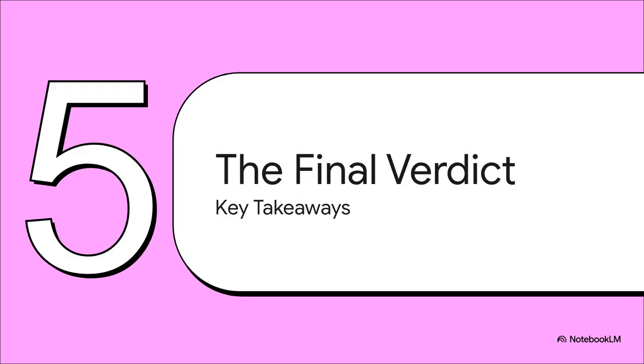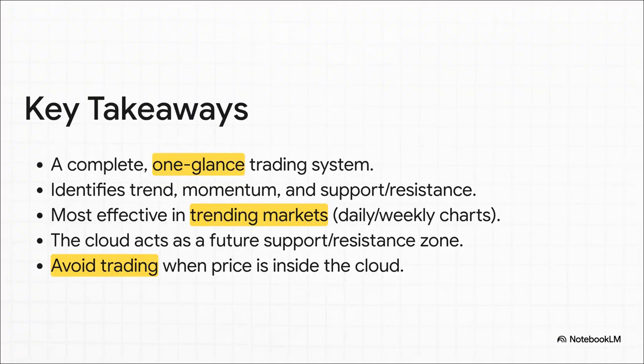Okay, let's wrap this up. Section 5, the final verdict. What have we learned? So let's boil it all down. What are the key things you absolutely need to remember? 1. Ichimoku is a complete all-in-one system. 2. It shows you trend, momentum, and future support and resistance. 3. It works best in trending markets and on higher timeframes. And 4. The golden rule: avoid trading when the price is inside the cloud.